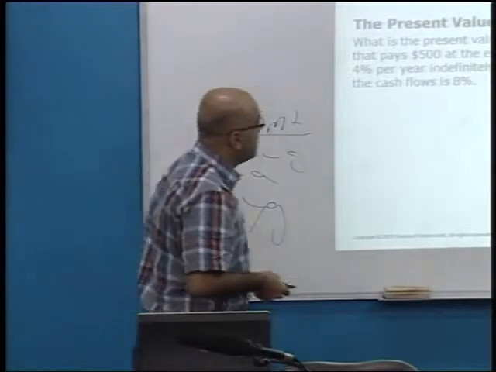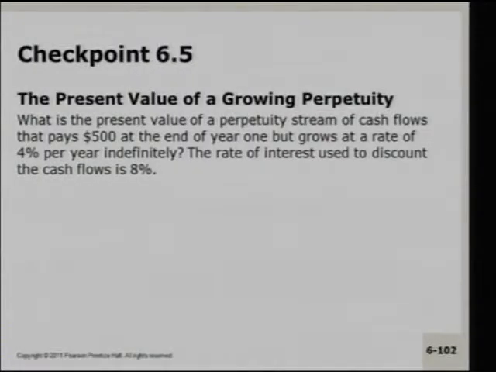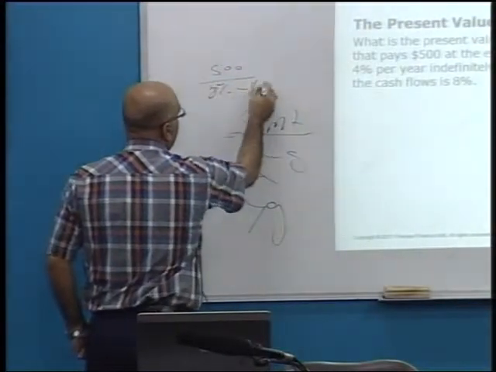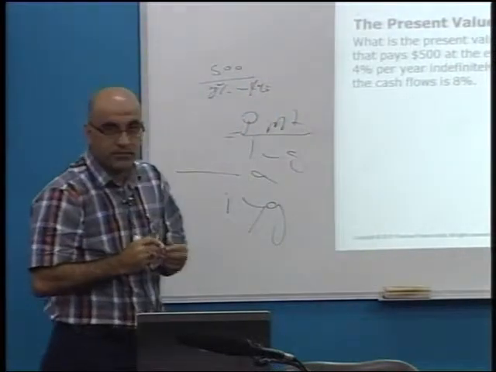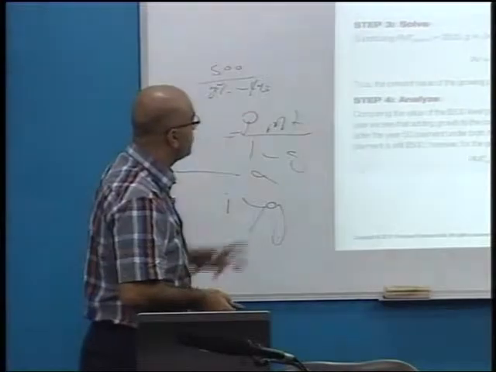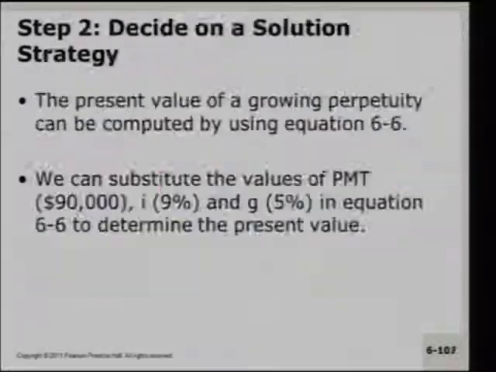So what is the present value of a perpetuity stream of cash flows that pays $500 at the end of year 1, but grows at a rate of 4% per year indefinitely, if the rate of interest used to discount the cash flow is 8%? So 500 divided by 8% minus 4%. Okay, so this is the answer. See, the answer is in here.